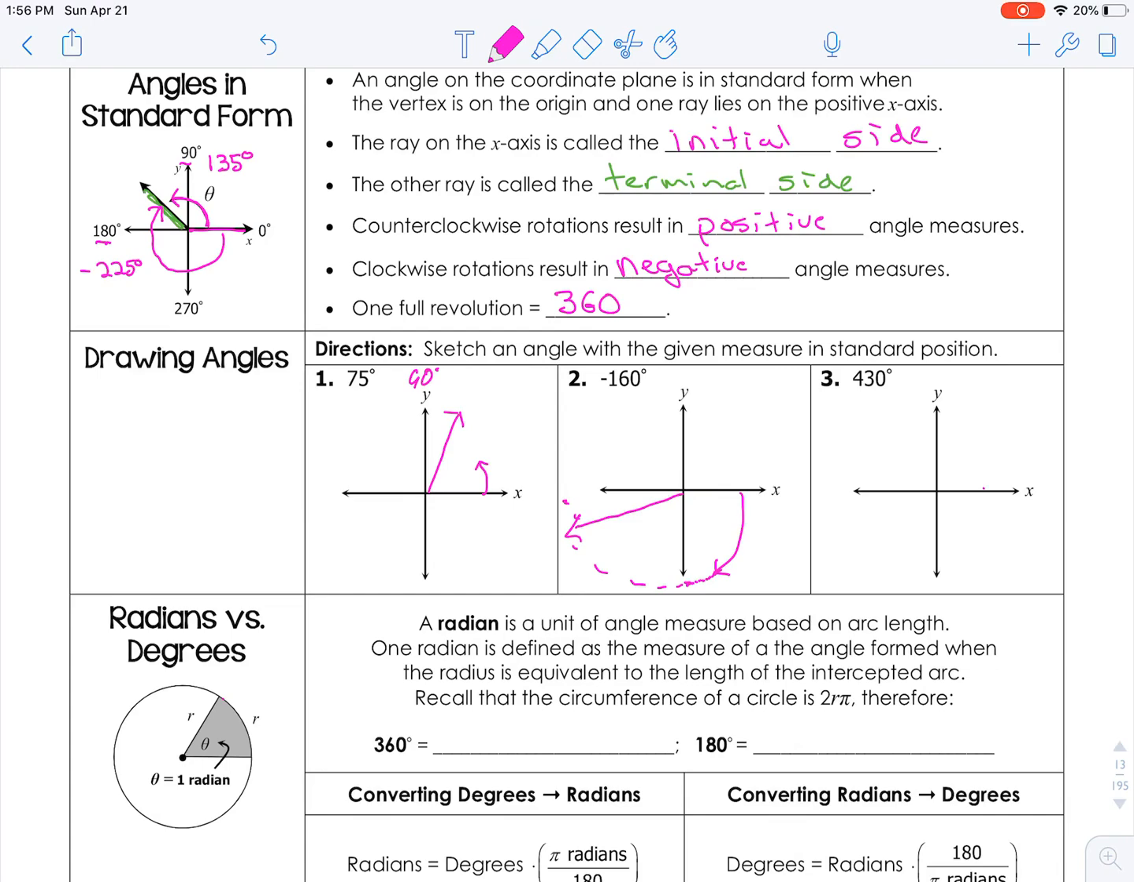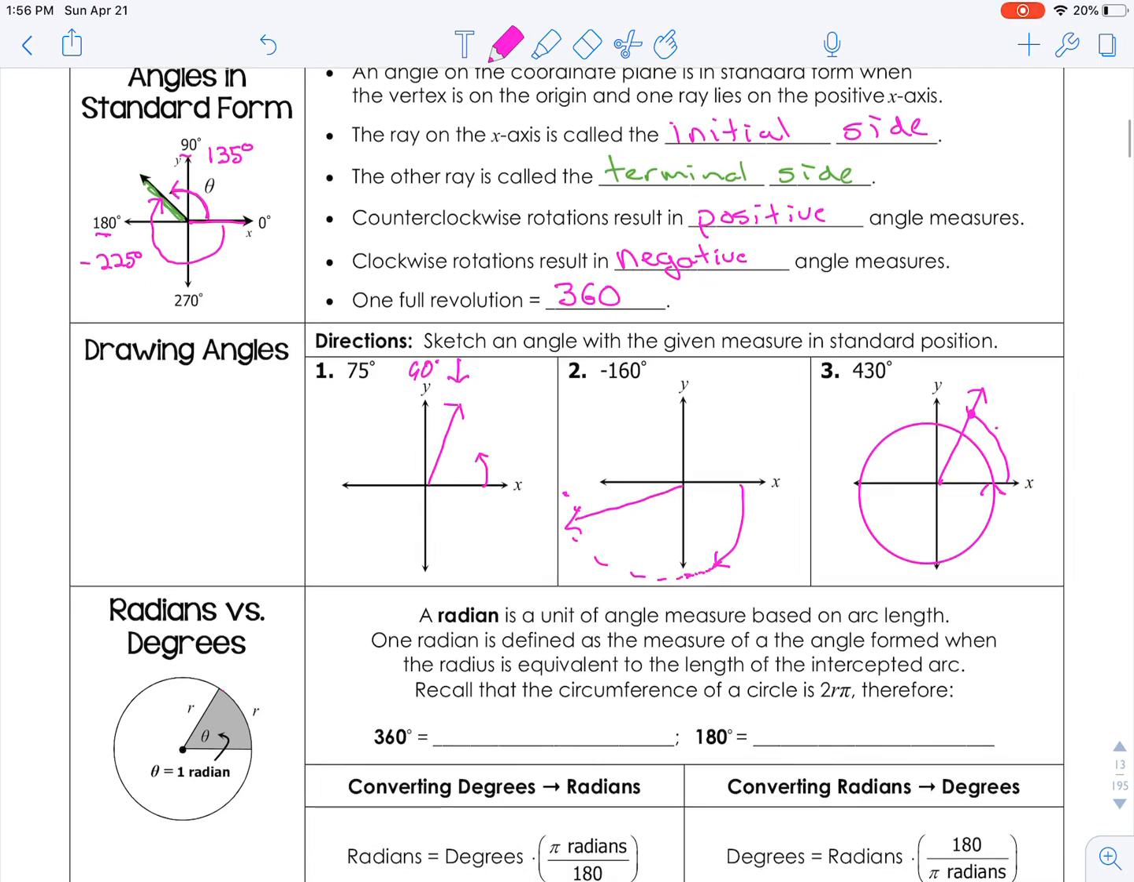430 would be positive. So that part of it right there is 360. But then we need to keep going up in that direction. So 430 minus 360 is 70. So we would need to come up here. Basically, it's going to look about like this angle here, but 5 degrees less. So let's just go ahead and draw it about like that. Okay, and that will be my 430.